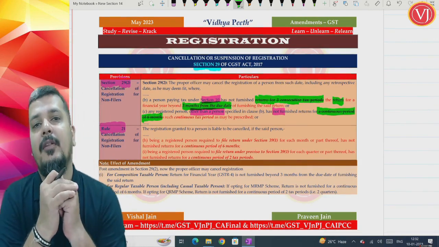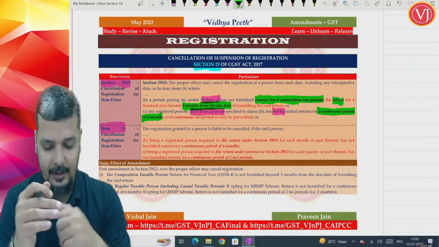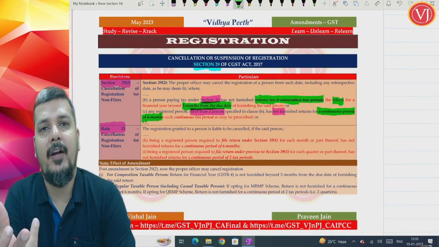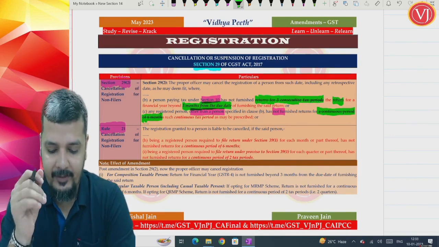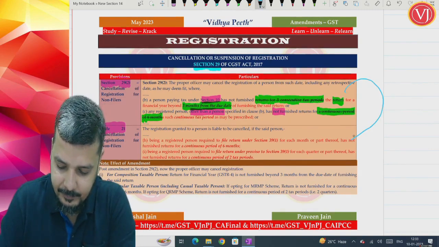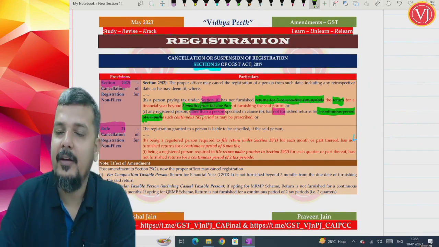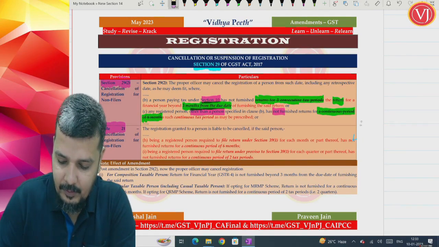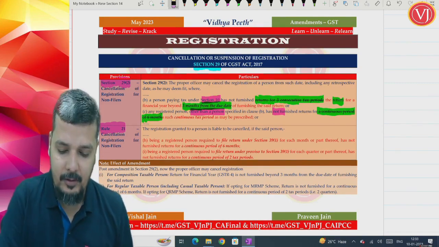Now, again, there was a problem here, because when you're talking about a regular taxable person, not always are you filing monthly returns. Not always are you required to file monthly returns. There was a doubt: those who have gone for the QRMP scheme will not file monthly returns. Their returns will be on a quarterly basis. So that was also causing a problem. Now for a composition taxable person, they have given very clearly that it is 3 months after the due date of your GSTR 4. If you are not filing your GSTR 4 even after 3 months of the due date, your registration may be cancelled.